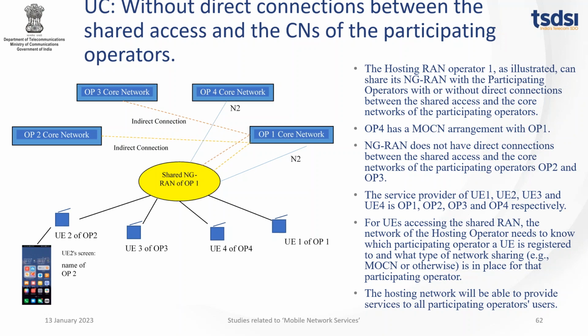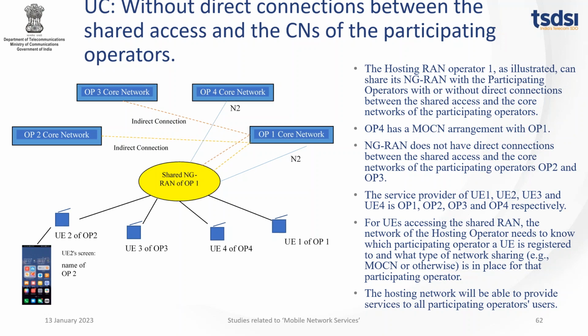Now, if you see operator 2 and operator 3, they have a roaming agreement with operator 1, but this time it is indirect connectivity. They need not have a direct connection with the NG-RAN. That means these two core networks will have connectivity with operator 1's core network, which in turn forwards to the NG-RAN because it has the direct N2 connectivity. So this OP2 and OP3 core network is in an indirect-based network sharing. That is the main agenda of this particular study.